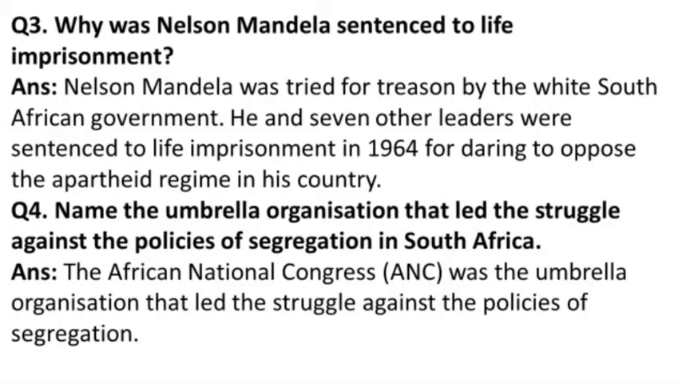Question number 4. Name the umbrella organization that led the struggle against the policies of segregation in South Africa. Answer. The African National Congress was the umbrella organization that led the struggle against the policies of segregation.